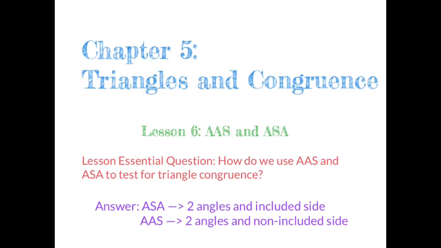So this concludes lesson 6, angle, angle, side, and angle, side, angle. We use these congruence tests by getting two angles and an included side, or two angles and the same non-included side congruent, then the triangles are also congruent.